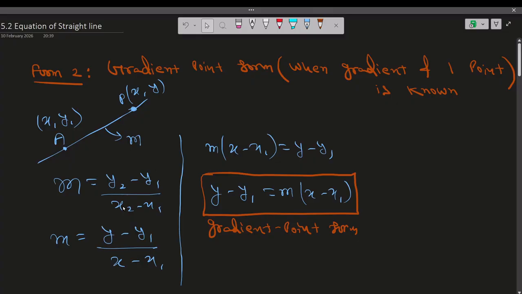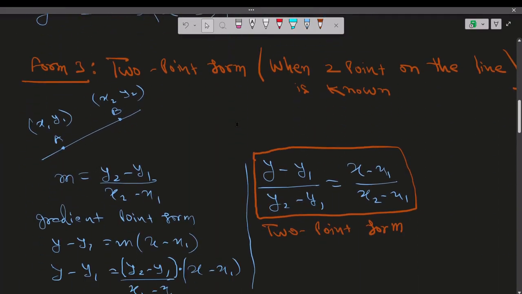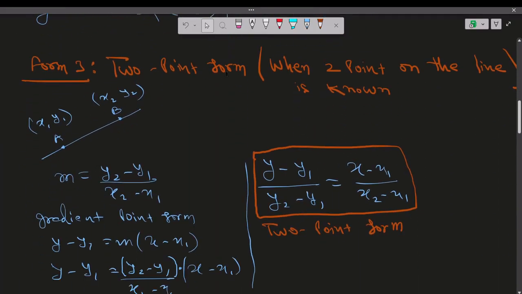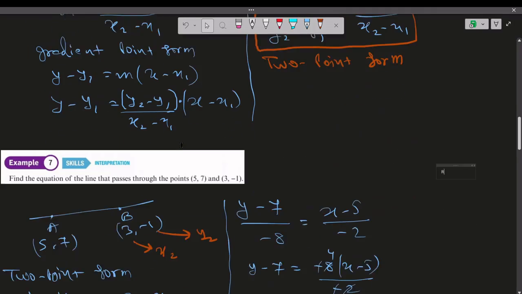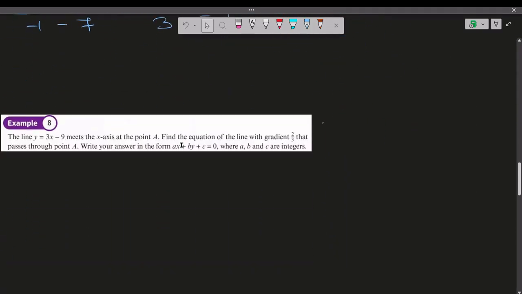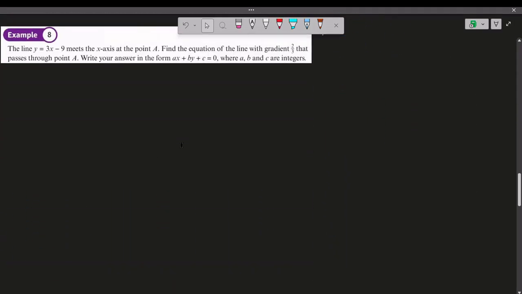Before this we had the gradient intercept form. If you know the gradient and the y-intercept, we can use y equals mx plus c, where m is the gradient and c is the y-intercept. And form number three is the 2-point form. When we have 2 points on the line, we can use this direct formula: y minus y1 upon y2 minus y1 equals x minus x1 upon x2 minus x1. Based on this, let us do a few more questions.